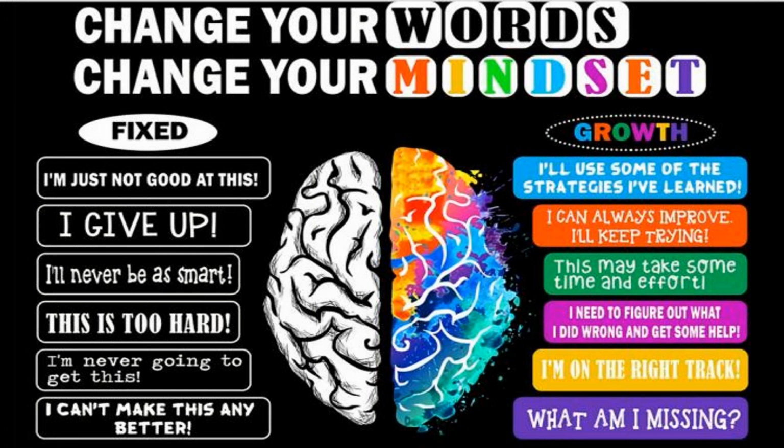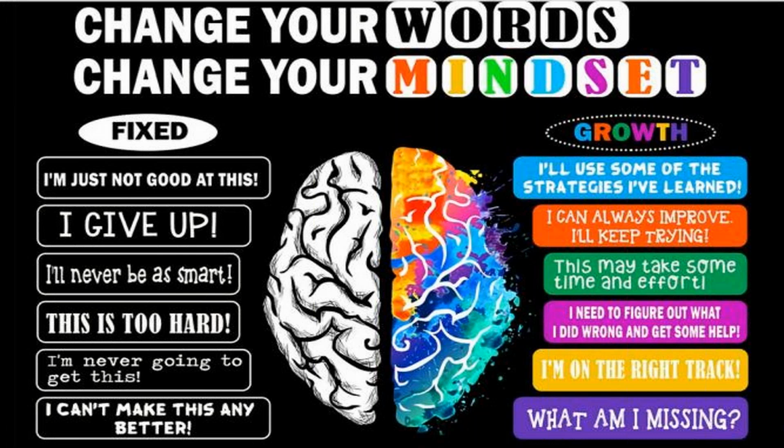With a fixed mindset, your words are, I'm just not good at this. The growth mindset will say, I'll use some of the strategies that I've learned. Or you could say, I give up. Or you say, I can always improve. I'll keep trying. Or I'll never be as smart. But you can also say, this may take some time and effort. Or this is too hard. But you can also say, I need to figure out what I did wrong and get some help.